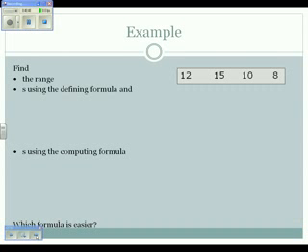So we haven't done the range, though. What would the range be? How would we find it? Yeah, we could organize it first. So 8, 10, 12, 15 from least to greatest. And then our least is the 8, so that's our minimum. And our 15 is the greatest, and that's our maximum. So the range is max minus min, or 15 minus 8, which is 7. Are there any questions on that?